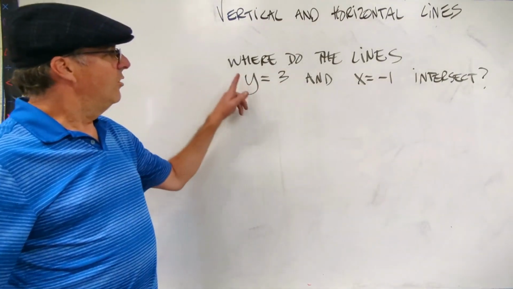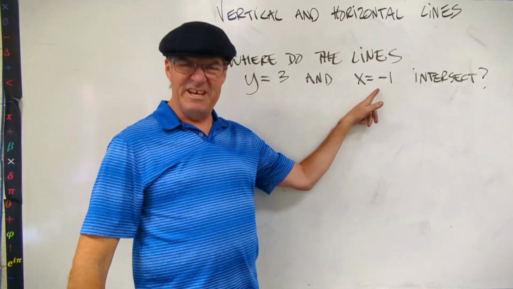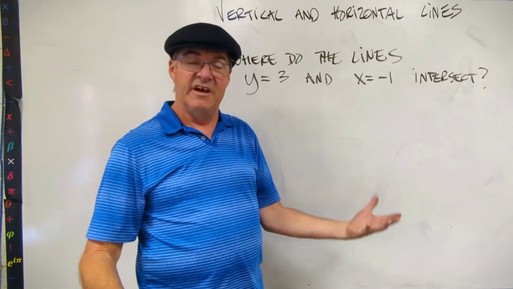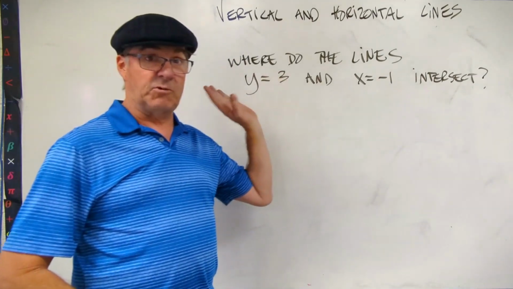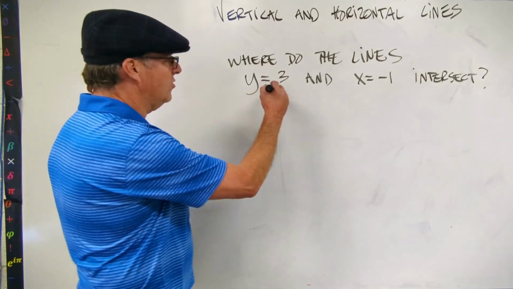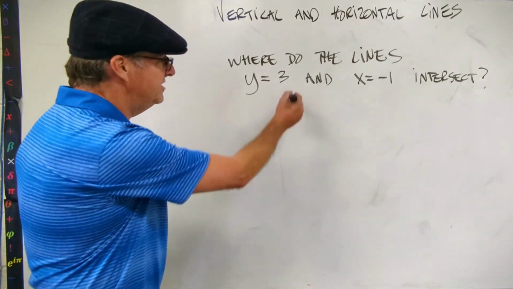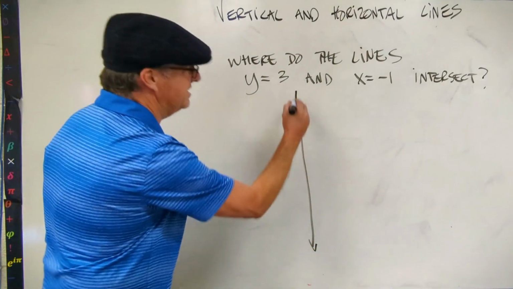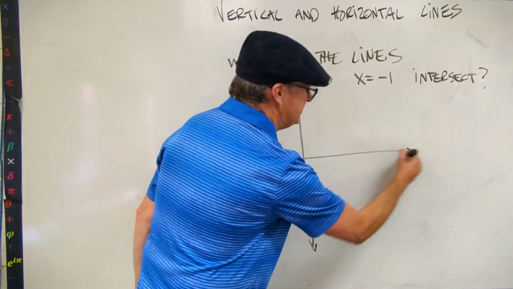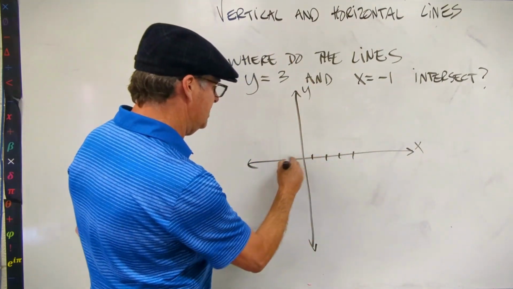Okay, here we go. Where do the lines y equals 3 and x equals -1 intersect, which means where do they cross? Now, if you understand this question, this is a quick critical thinking step. You could just write the coordinates. I want the coordinate points of this intersection, but I want to graph it just to show you so you can see how straightforward it is. So there's our x-axis and our y-axis. Let's put some tick marks on there.